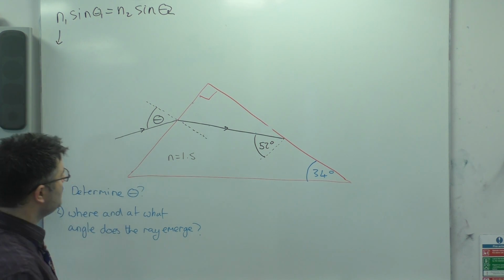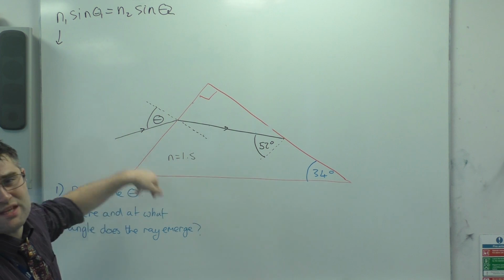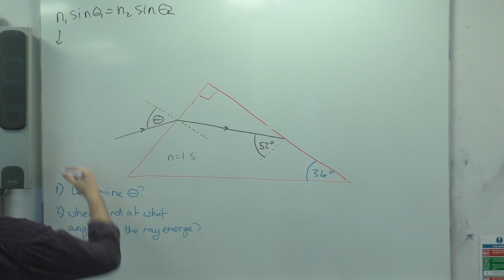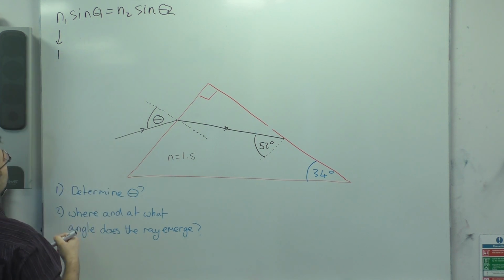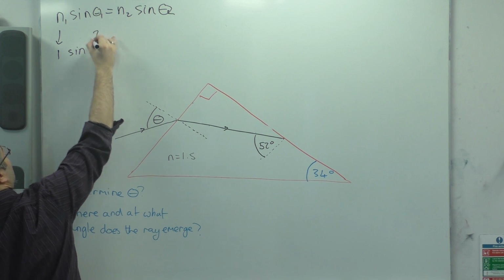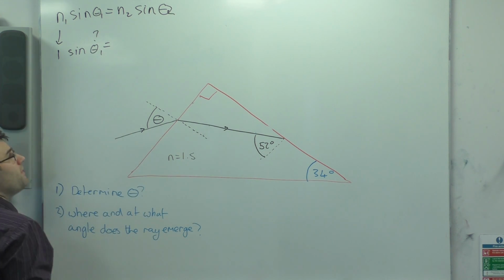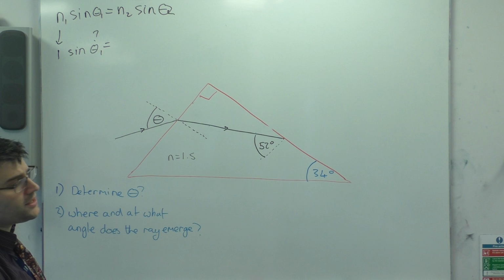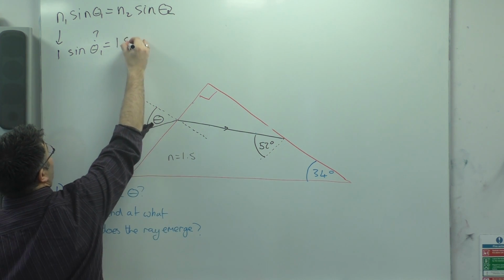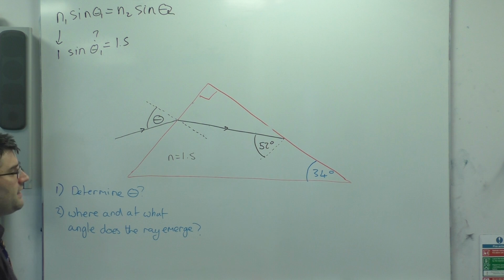N1, on the other hand, is going to be air. You can assume that this is air. You've not been told anything else. You've not been told it's been put in anything. So N1 is going to be 1, so 1 times sine theta 1, that's what we're looking to find out, is equal to N2 sine theta 2. N2 is going to be our refractive index here, 1.5, times sine of theta 2.